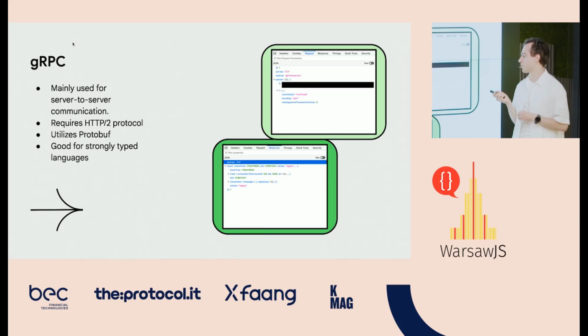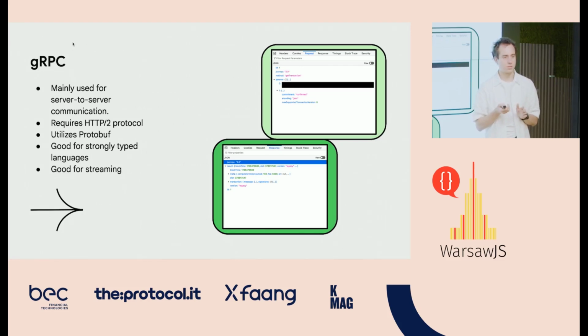gRPC is good for strongly typed languages. It's related mostly to the schema. And it's good for streaming. I believe, again, it's related to the point that we can use WebSockets. We can stream via WebSockets, but it's expensive. If we have a cheaper way, we can do it with gRPC.